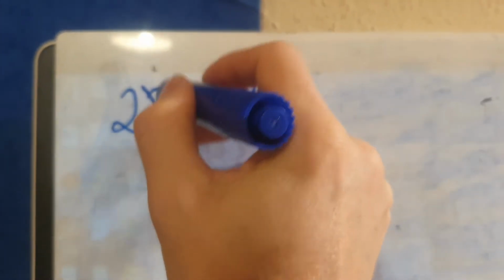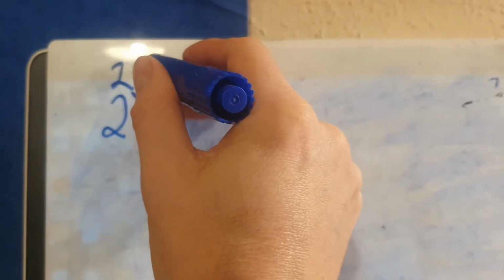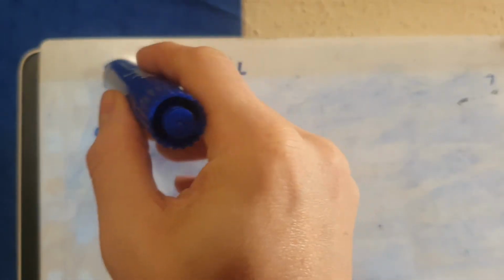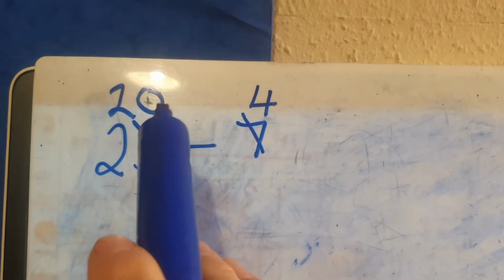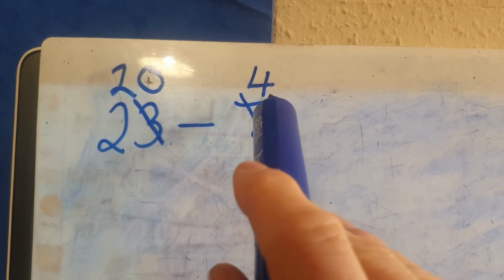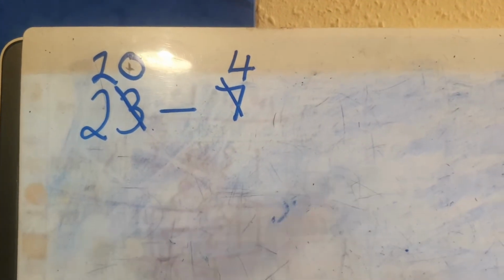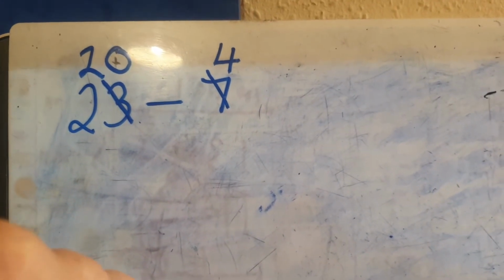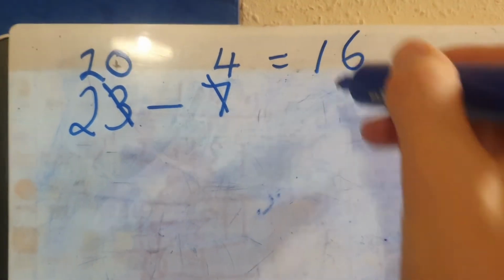I'm going to take that 3 off. So I've taken away 3 already, because 23 take away 3 equals 20. So now I've got 20 take away 4. So you could say, well, that's 4 add something equals 20. You could use your knowledge of number bonds. So that would be 16.